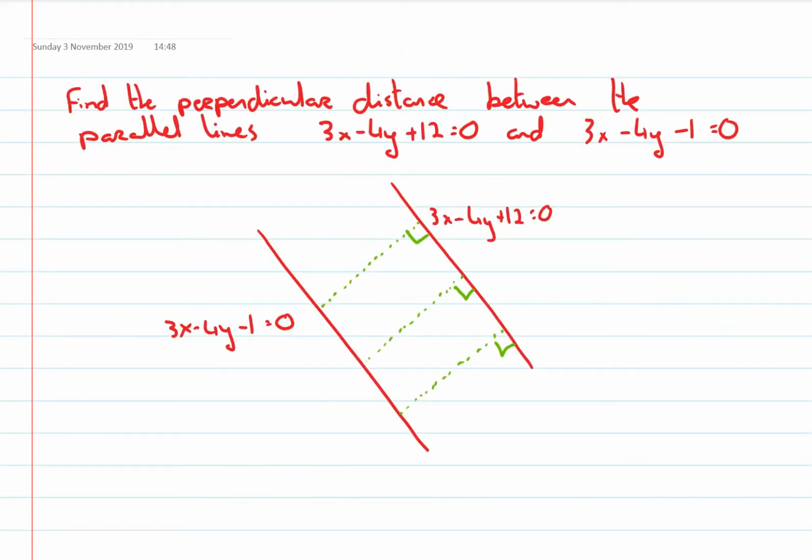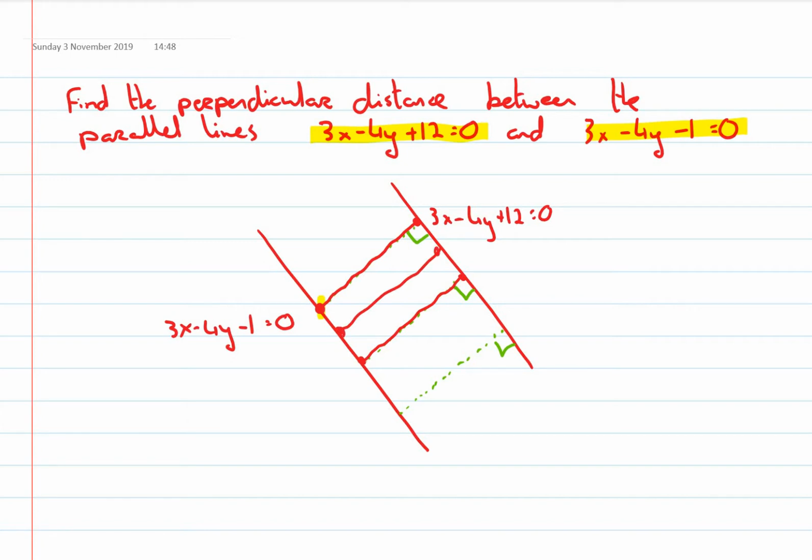Okay, next question. It says find the perpendicular distance between the parallel lines 3x minus 4y plus 12 and 3x minus 4y minus 1. I've drawn the two lines there, and we're looking for the perpendicular distance between the two lines. If I choose, let's just say, this point here, and get the perpendicular distance to the other line, that's actually going to be the same distance from here to here, and from here to here.